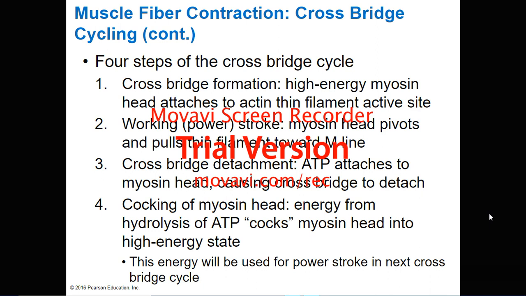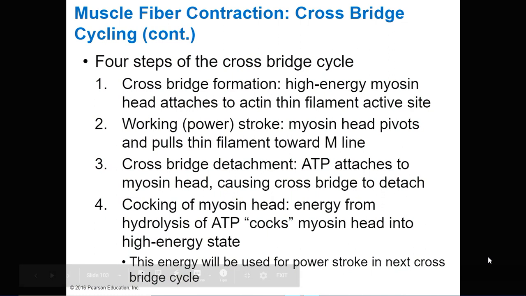Essentially, you have tropomyosin, which is blocking the myosin heads from attaching to the actin thin filaments. Remember, the myosin head is on the thick filaments. So the tropomyosin is essentially blocking the myosin binding sites on the actin thin filaments. What happens is calcium binds to the troponin, which causes the tropomyosin to move and allows the myosin heads to bind to the actin.